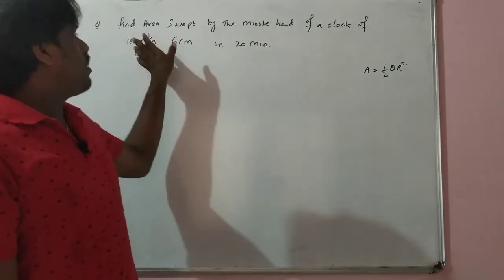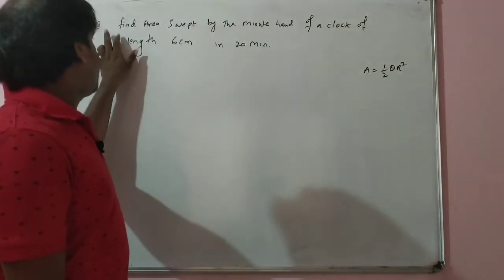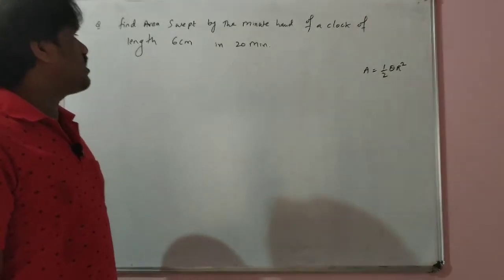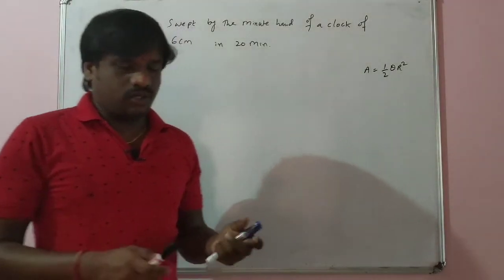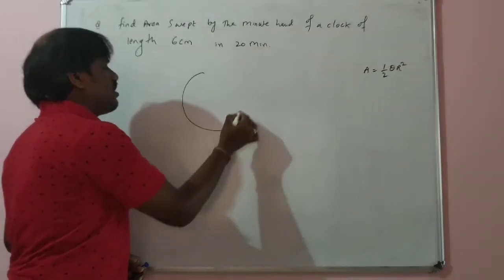Okay, now we are learning some questions based on the previous lecture. That is the question here: find the area swept by the minute hand of a clock of length 6 centimeters in 20 minutes. So you have to find the area. Okay, I just tell you here, you have a clock.